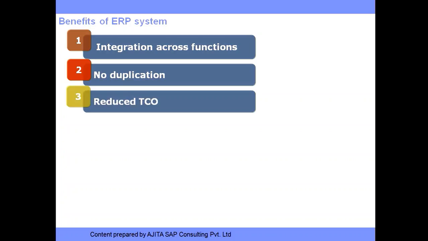Next is reduce TCO. Does anyone know what is TCO? It is total cost of ownership. For any organization, if you have multiple applications or softwares, imagine the amount of effort and resources needed to train them, to maintain those systems, to deal with different vendors, and to train all their employees in different applications. Each employee who is dealing with other departments also needs to know some of the basics of those systems.